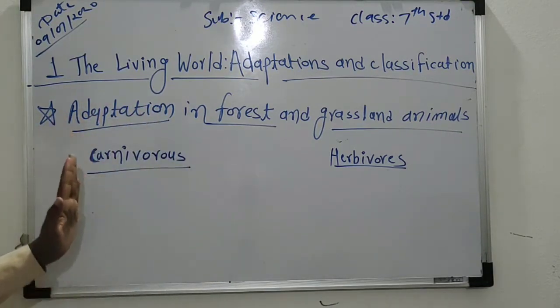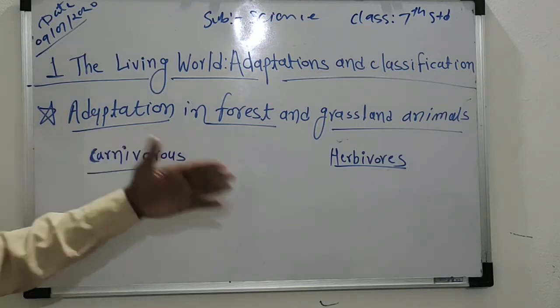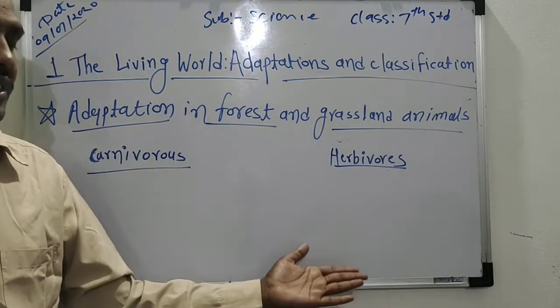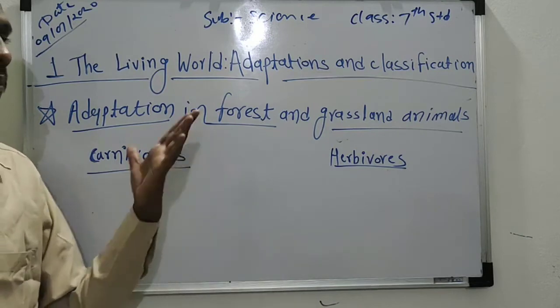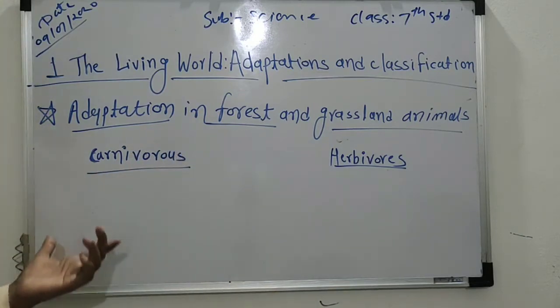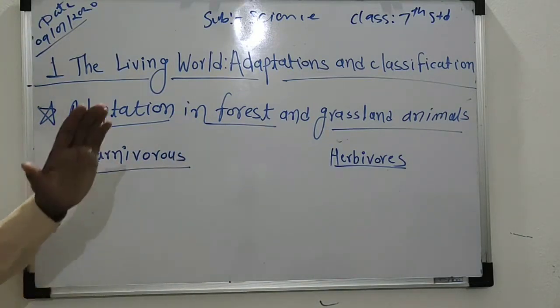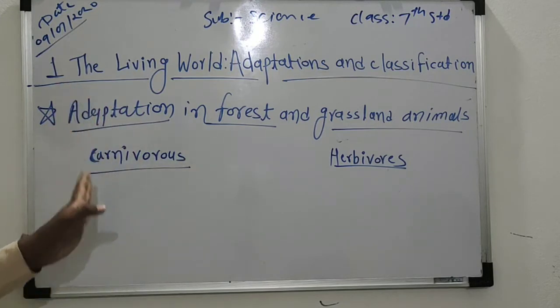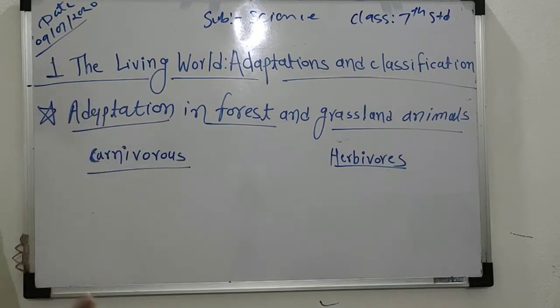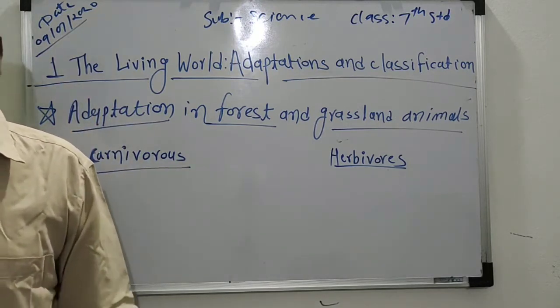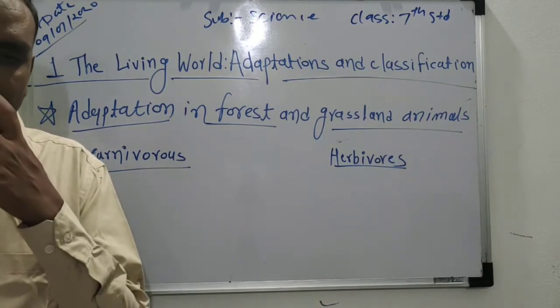So first you see the carnivorous animals, after that you see the herbivorous animals. So these are the differences. Maybe a question will ask the difference between the adaptations of carnivorous and herbivorous animals. That is a 2-mark question that may be asked in the examinations.